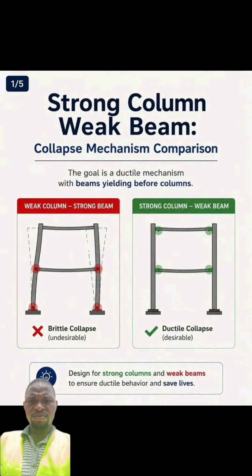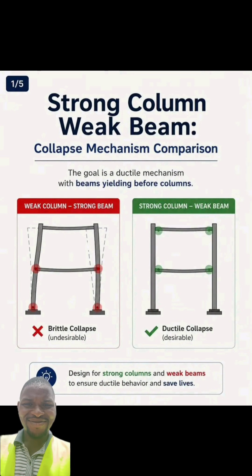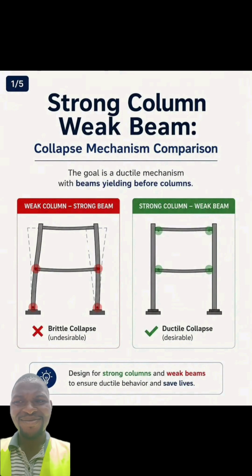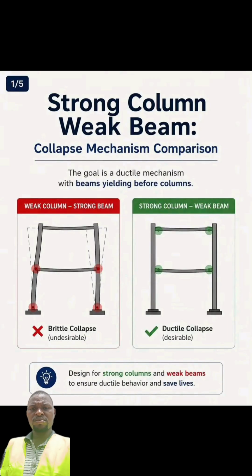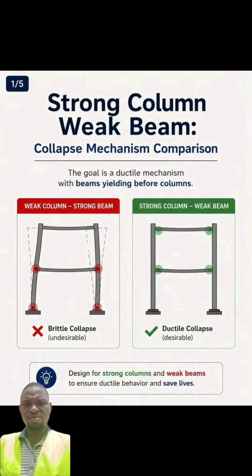Then we now have strong column, weak beam. So you can see ductile collapse, which is still to an extent desirable. So we design for strong column and weak beam to ensure ductile behavior and save lives. You can actually do this sometimes intentionally in construction.